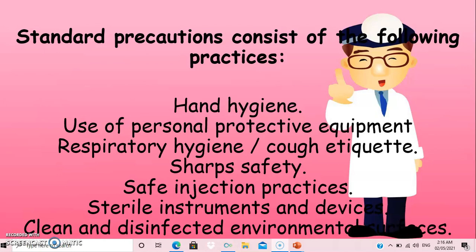Third is respiratory hygiene or cough etiquette. Number 4 is sharps safety. Number 5 is safe injection practices and sterile instruments and devices. And last is clean and disinfected environmental surfaces. Each element of standard precautions is described in the following sections.